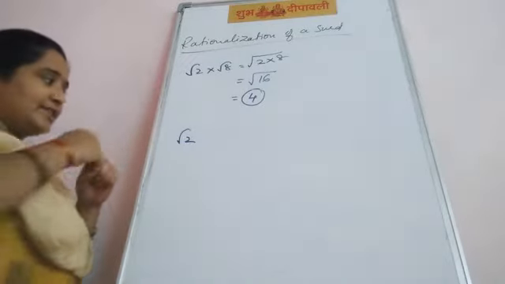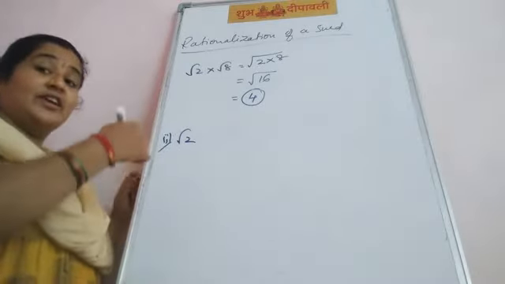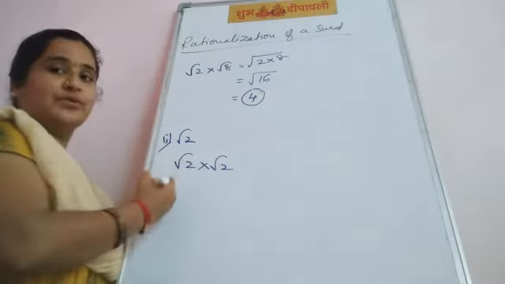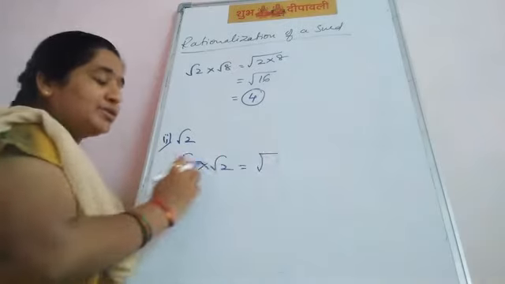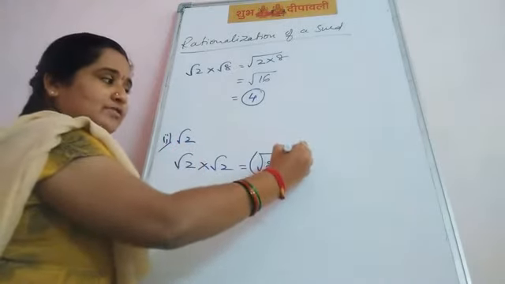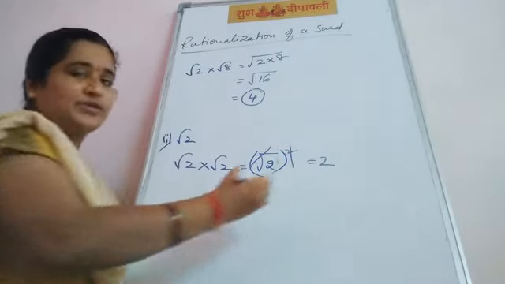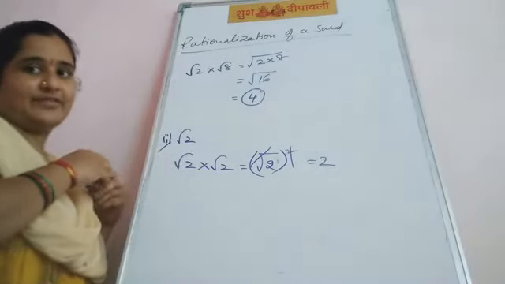Students, one more example. Second example. If they give root 2, to rationalize, you have to multiply it by itself. Root 2 into root 2 equals root 2 whole squared. See here, root 2, how many times is it repeating? 2 times. So root 2 whole square. Square and root get cancelled. Answer is 2. So here root 2 is the rationalizing factor of itself.